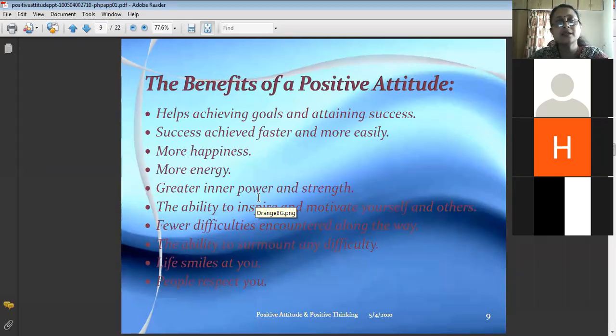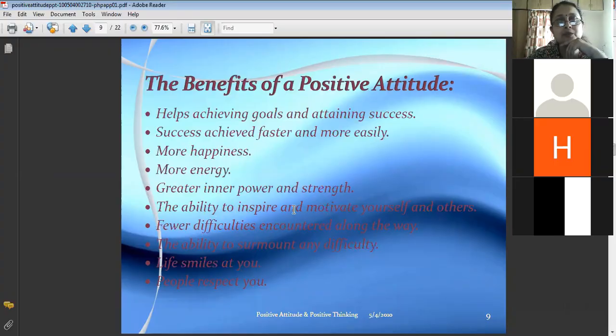Then, greater inner power and strength. Here that quotation applies: मंजिलें उन्हीं को मिलती है जिनके पैरों में नहीं हौसलों में उड़ान होती है. So you should always think of positive things and boost yourself, that yes, I can do it.